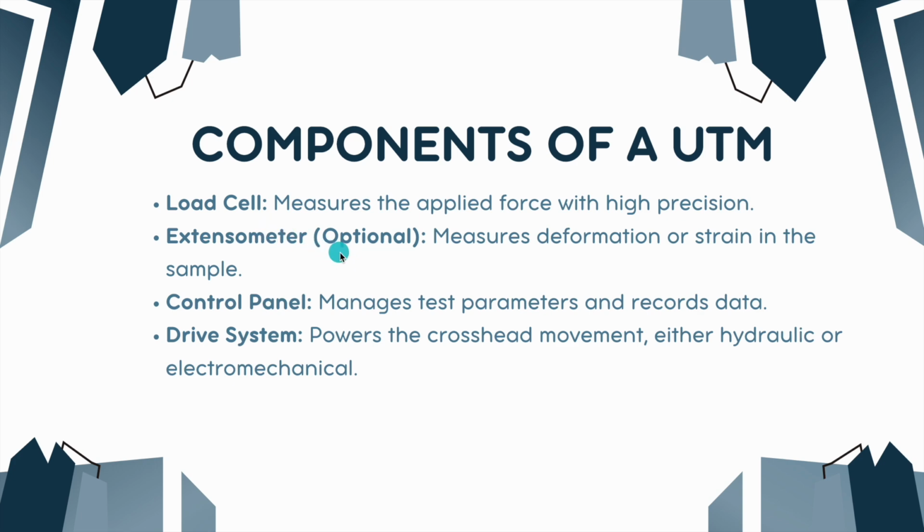And the extensometer is an optional component, as you can say. It measures the deformation or strain in the sample. And we are going to discuss what elongation and deformation are in the upcoming part. So next, the control panel. It manages the test parameters and records the data.